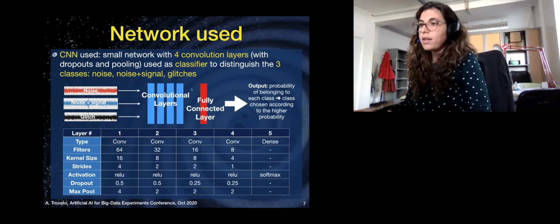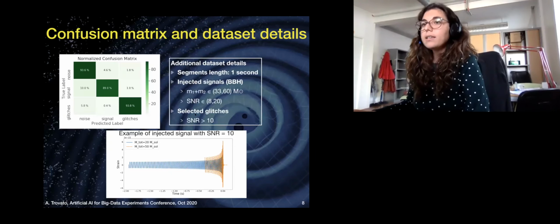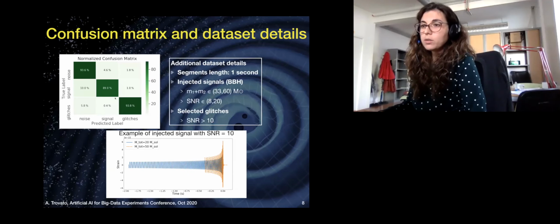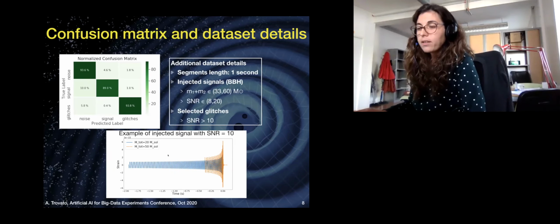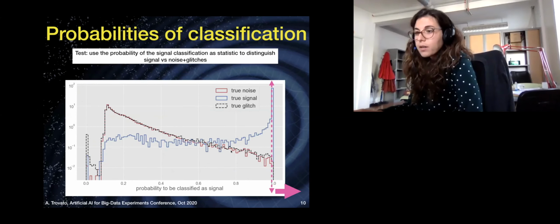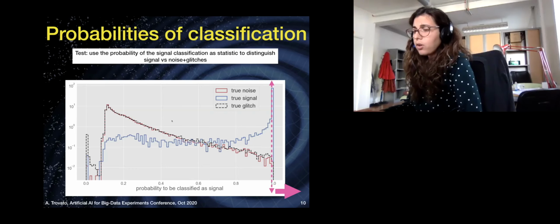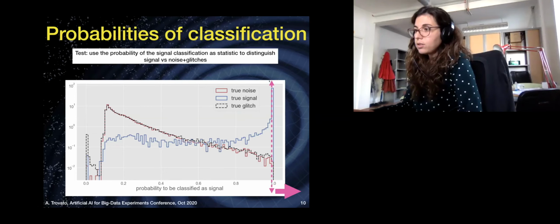The network is a typical convolutional neural network with convolutional layers and a fully connected layer. This is an example of the confusion matrix that we get, which is quite diagonal. I skipped the discussion on the length of the signal, but the result in this case refers to this mass range and SNR. At the end, if you plot for all the samples the probability to be classified as signal, you will get something like this.